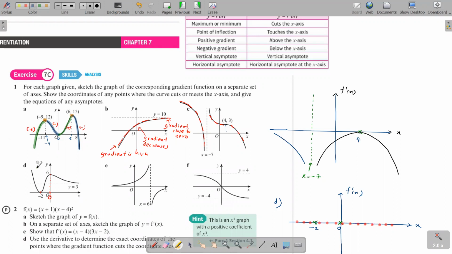So what do you see here? I think this part I'll mark in blue. You can see the y values are decreasing. Y values are decreasing means it's a what gradient? A negative gradient. Negative gradient means what happens?